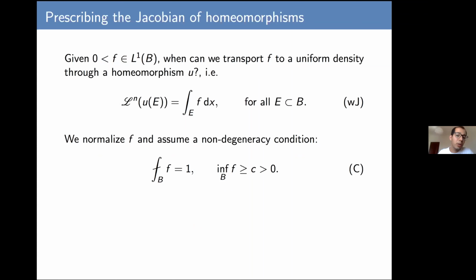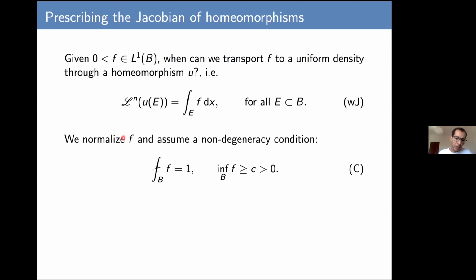What I mean by transport map is the following. I mean that for my homeomorphism U, the Lebesgue measure of the image of a set under U is equal to the integral of the density over that set. So this is what I mean by a transport map. And I just want in the first place to know if these maps exist or not. This I will call the weak Jacobian equation, for reasons that will become clear shortly.